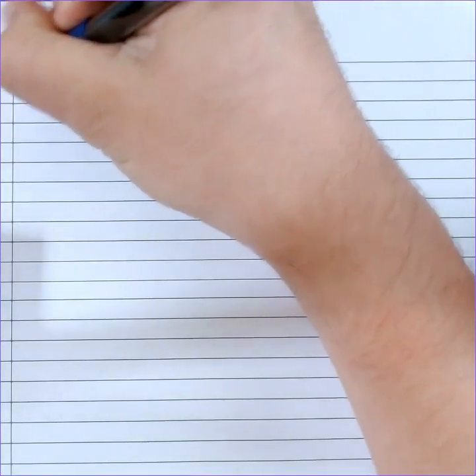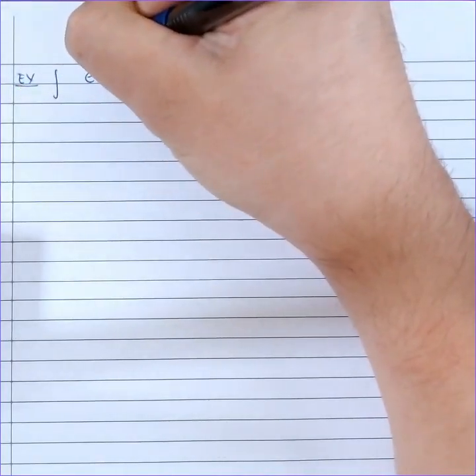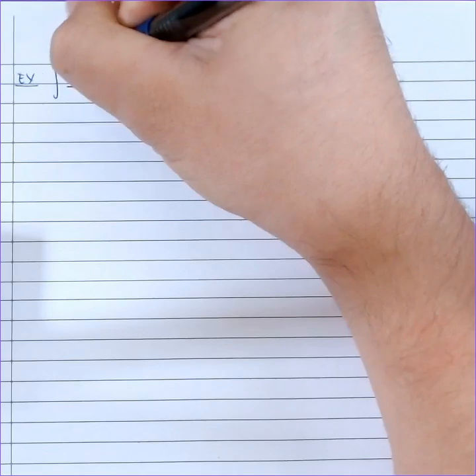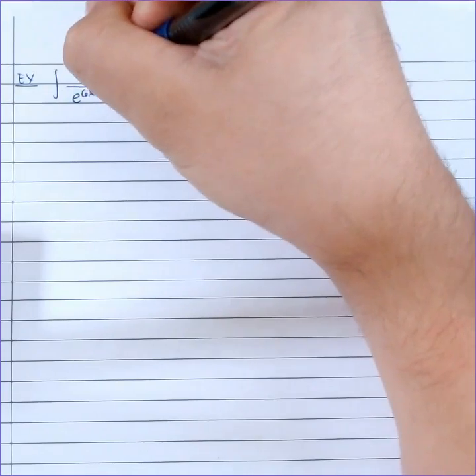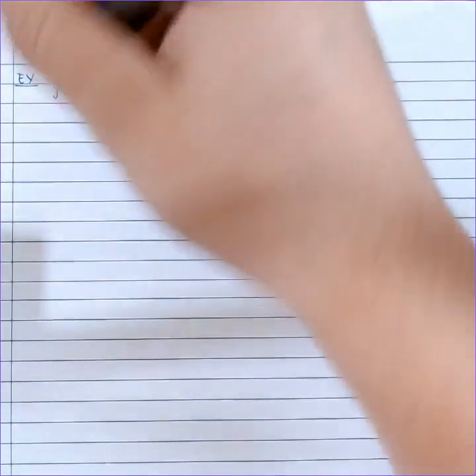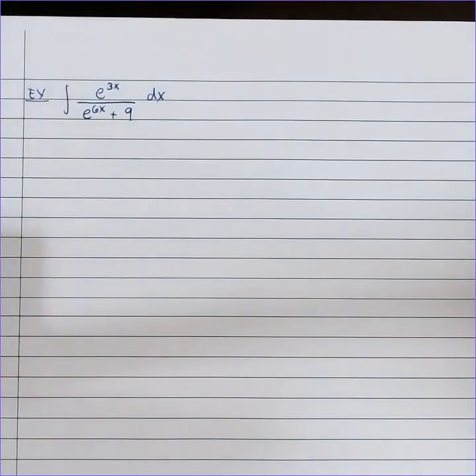So coming back to our problems, let's take an example. Let's begin by asking, as an example, what is the integral of e to the 3x over e to the 6x plus 9 dx? Okay, this looks pretty straightforward. I have an exponential function, so I should just have some formula in my formula sheet, in my integration table, that tells me how to handle that exponential function.